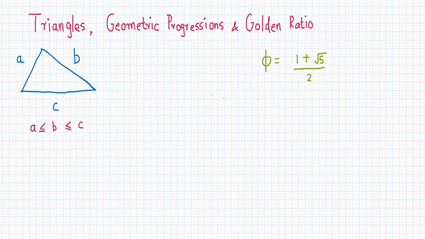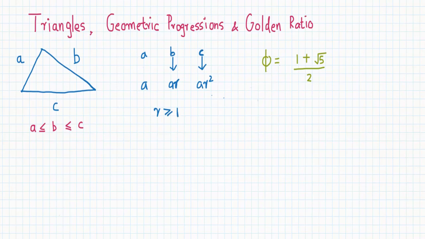And we want to know when three sides of a triangle can form a geometric progression. Let me write it down. So we must have, this is the standard definition of geometric progression, B equal to AR and C equal to AR squared. Since C is the largest, we also have this constraint: R greater than or equal to 1.